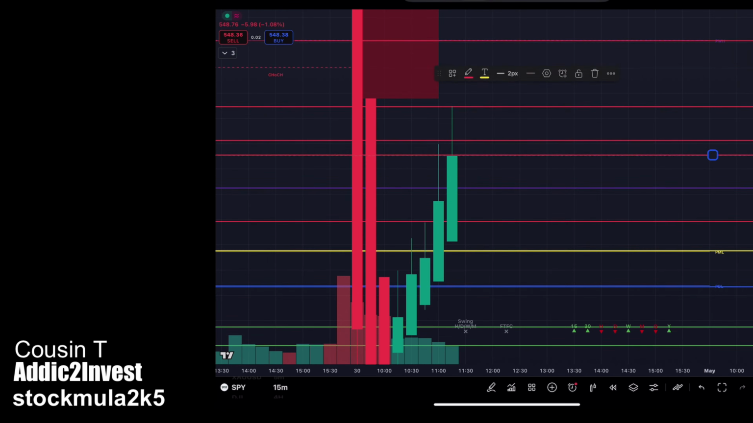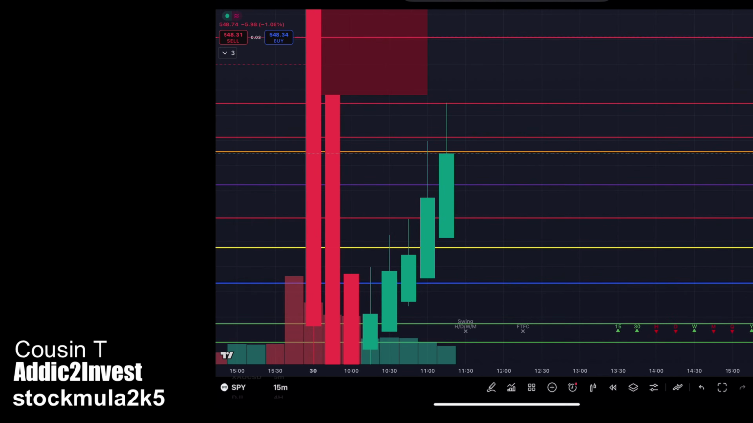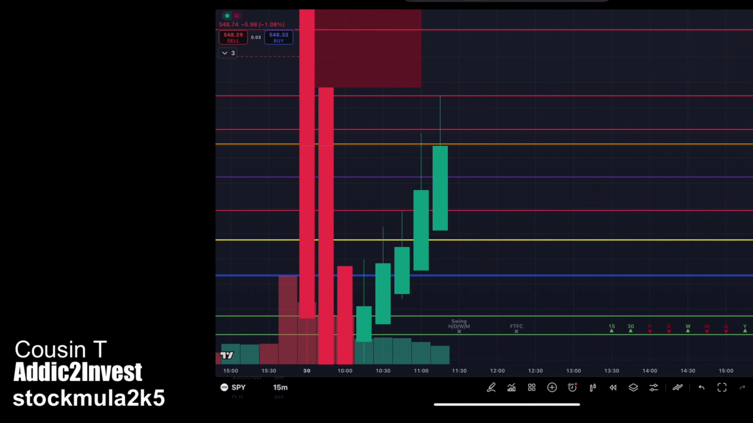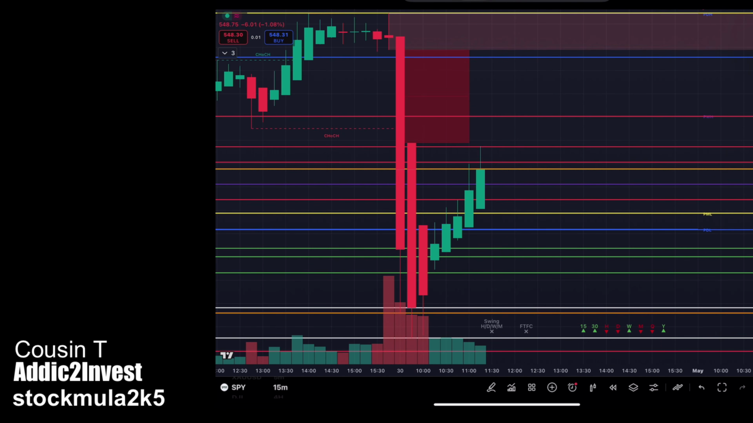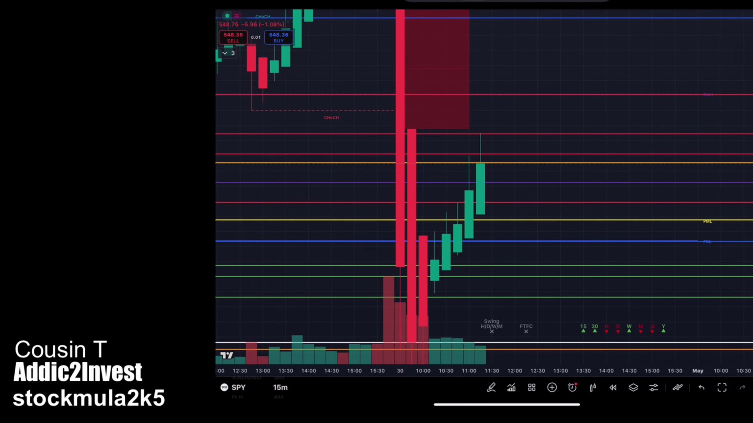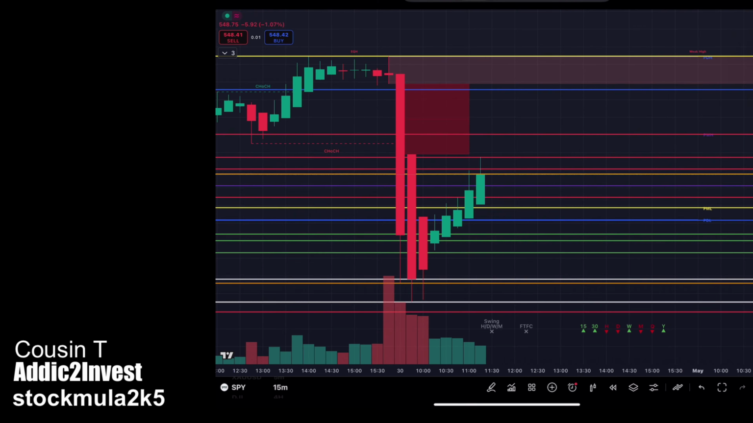Now it's hovering literally around this orange line, 548.78. I don't know if we want to go over or under that.